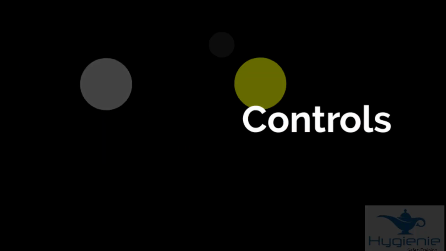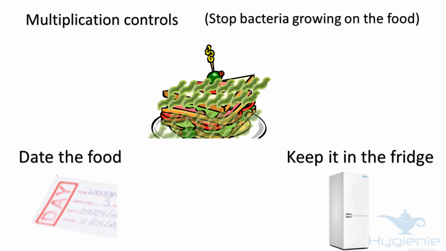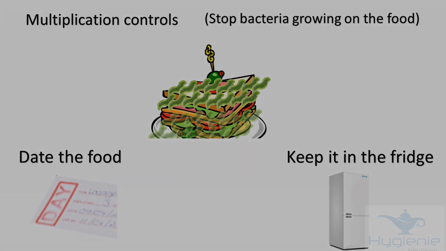Then finally, we have our controls for multiplication, stopping the bacteria growing. For example, ensuring we apply date codes or keep all the food in the fridge below 8 degrees to ensure bacteria can't multiply, don't have the time to multiply, or don't have the right temperature to multiply.